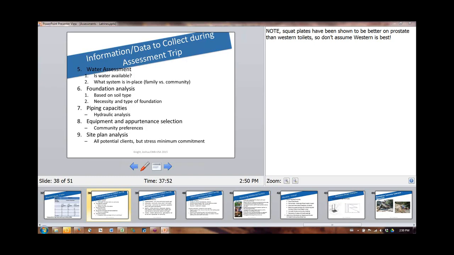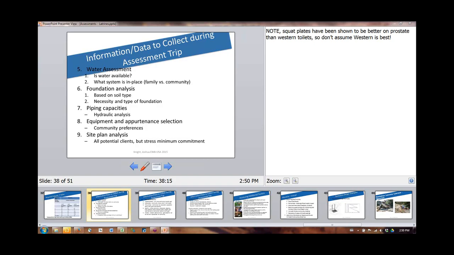Please don't think, and please don't let them think, that Western toilets are the best way to go. You know, squat plates have been shown to be much better for the prostate than Western toilets. So don't assume Western is best. Maybe all of us should be squatting and be much better for our prostate. People would be getting much less prostate cancer.